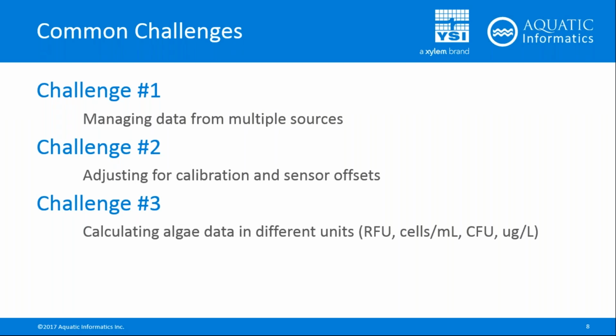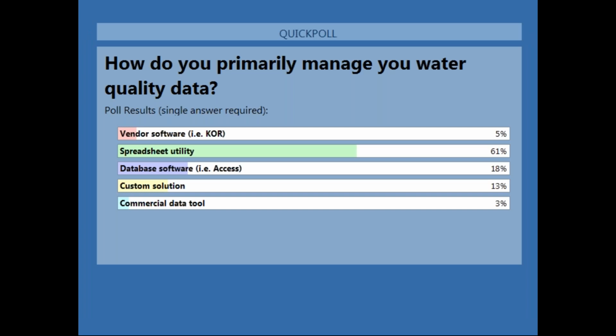Okay, I'm going to close the poll and share the results. It looks like over 60% of folks are relying on spreadsheet utilities. And that actually is a powerful utility, but sometimes it can be a challenge to scale those results up when you're dealing with a lot of different sites or a lot of different parameters. And certainly the number 2 option was some kind of custom database.